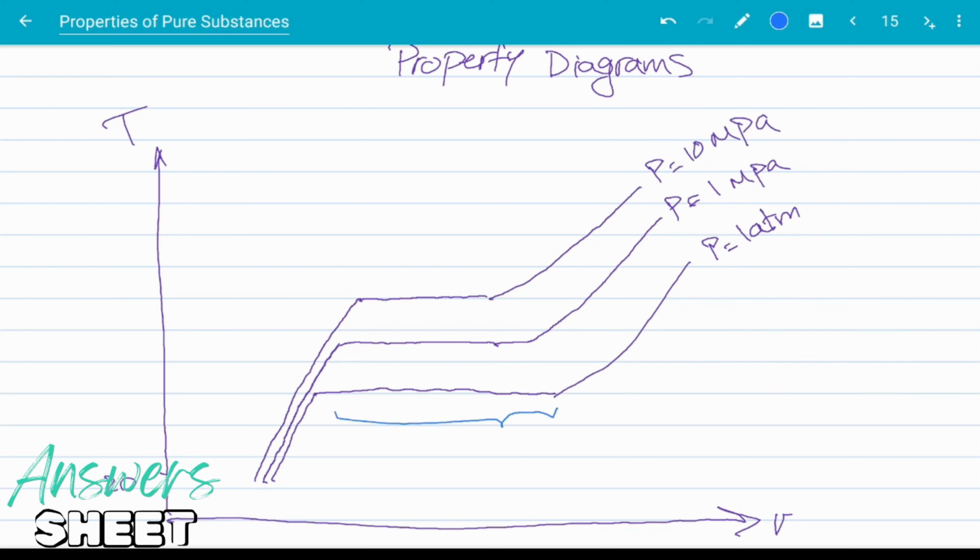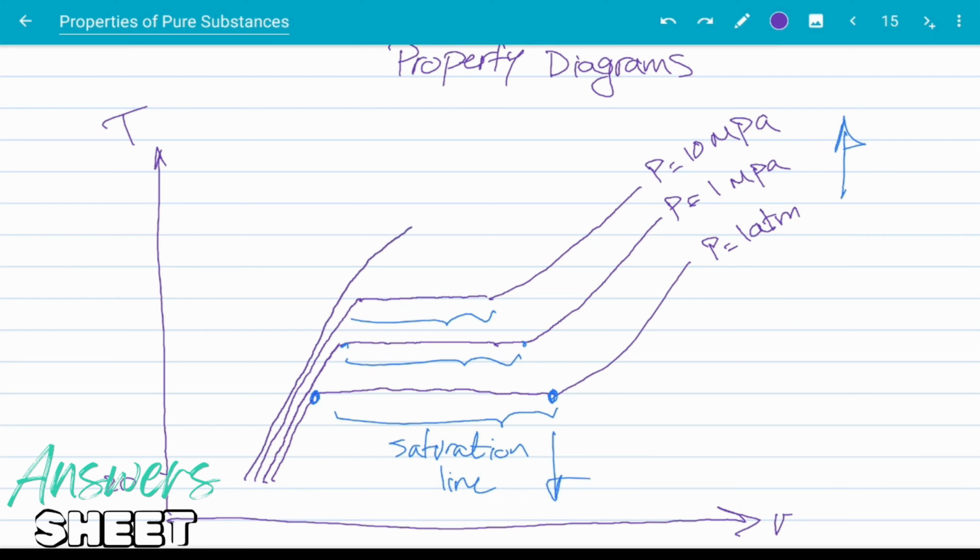Something that you need to pay attention to is that this line, which represents the phase change phenomenon, so here everything is liquid, here everything is vapor. This line, we call it the saturation line, shows the phase change process. Now, as you increase the pressure, this line gets smaller and smaller, until we reach a pressure where the line reduces to just a single point.